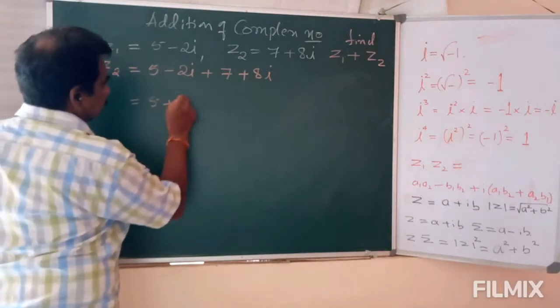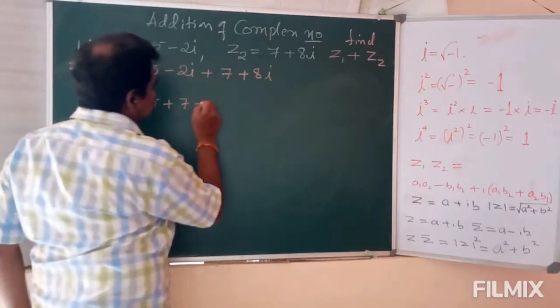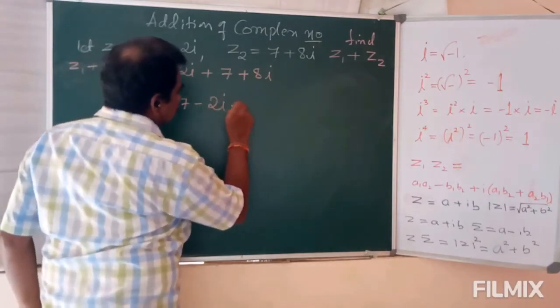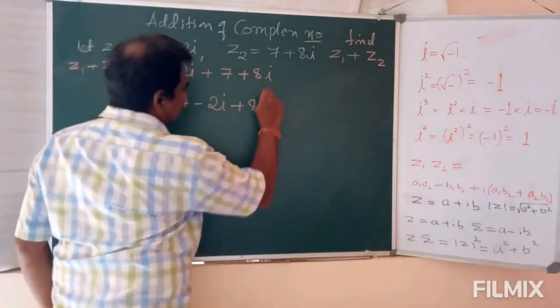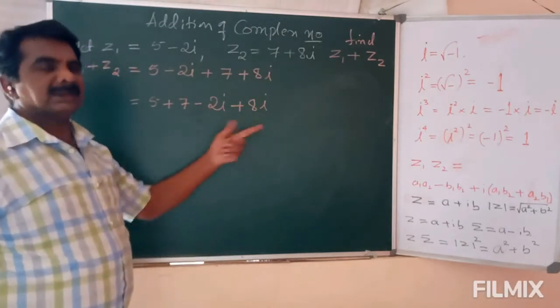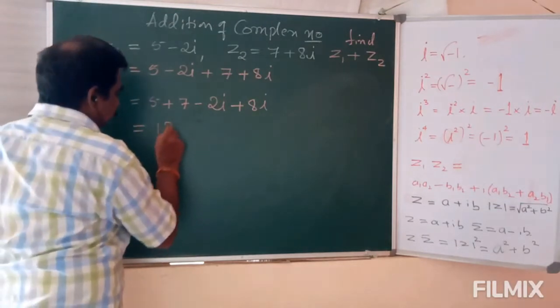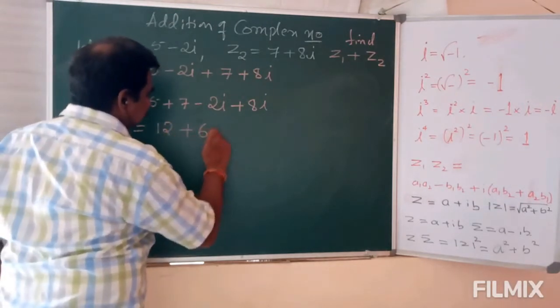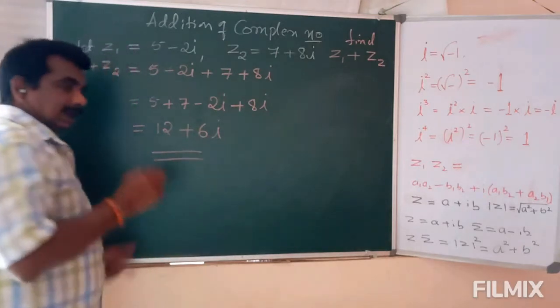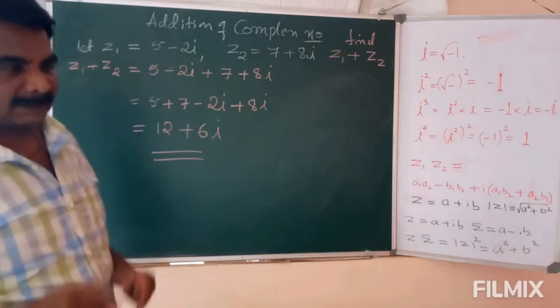5 plus 7, add the real parts, minus 2i plus 8i. What is this? Minus 2 plus 8 is 6i. That is 5 plus 7 is 12 plus 6i. This is the addition of two complex numbers. Write it.